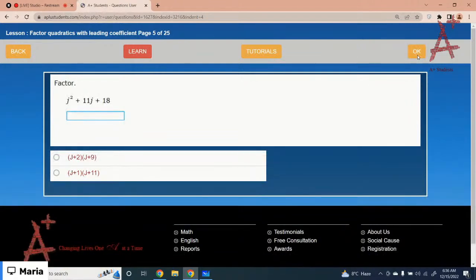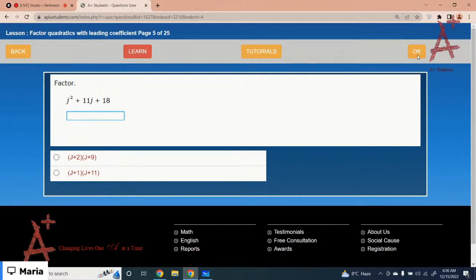Okay, j square plus 11j plus 18. Which of the options is the correct one? The first one or the second one? Which of the options is the correct one? The first one or the second one?